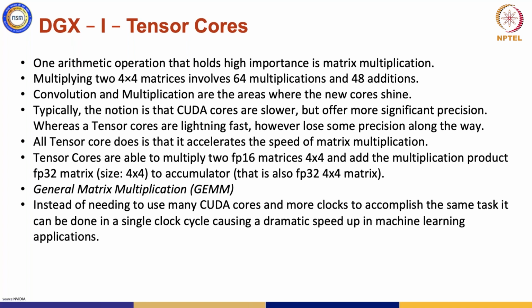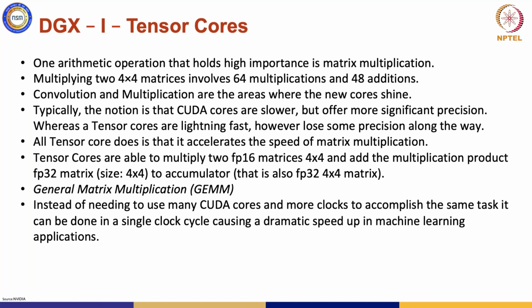So if you see one arithmetic operation that holds very, very high importance, it is matrix multiplication. You tend to solve a lot of your problems using matrix multiplications. And if you specifically see matrix multiplication of, let us say, a 4 cross 4 matrix, it involves about 64 multiplications and 48 additions. So this is where the tensor core is going to be of help to us.